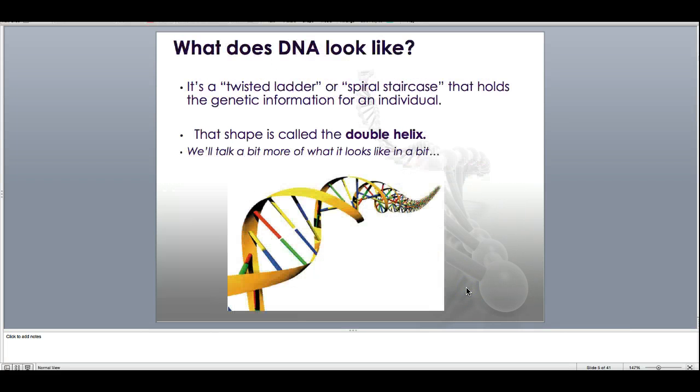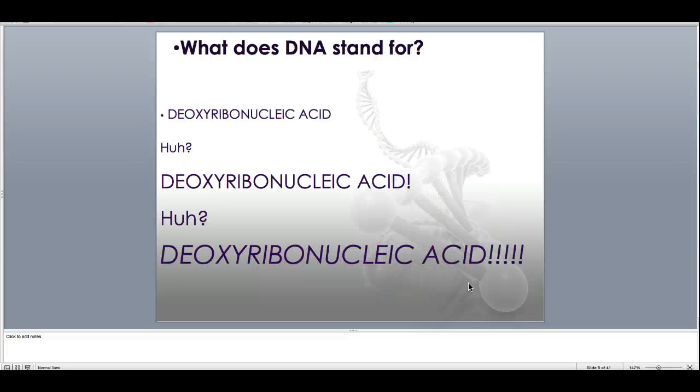Okay, so what does it look like? DNA is often called a twisted ladder, or it's also referred to as a spiral staircase, and this holds the genetic information for any individual, okay? Really what we're going to call it is a double helix. A helix is a ladder shape, okay? And there's two sides of it, so this is called a double helix.